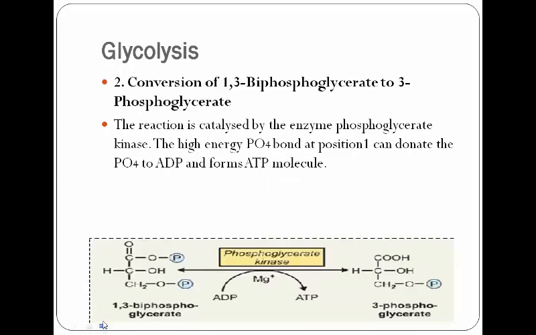The second reaction of this stage is the conversion of 1,3-bisphosphoglycerate to 3-phosphoglycerate. This reaction occurs in the presence of magnesium ion, and 1 ATP is formed for each 1,3-bisphosphoglycerate. So 2 ATP are formed in this reaction, and simply the phosphate group is going to attach with ADP, adenosine diphosphate, to make adenosine triphosphate.